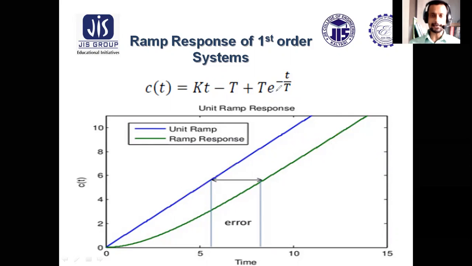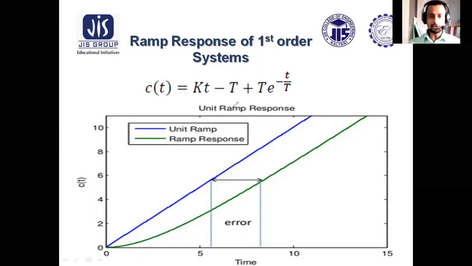Now as time approaches infinity, what will happen? When t tends to infinity, e to the power minus infinity will be 0. So this term will become 0, and the deviation will become T. Now when time is less than infinity, say there is some time of 1, it will be e to the power minus 1, so e to the power minus 1 will have some value which will be added with this.